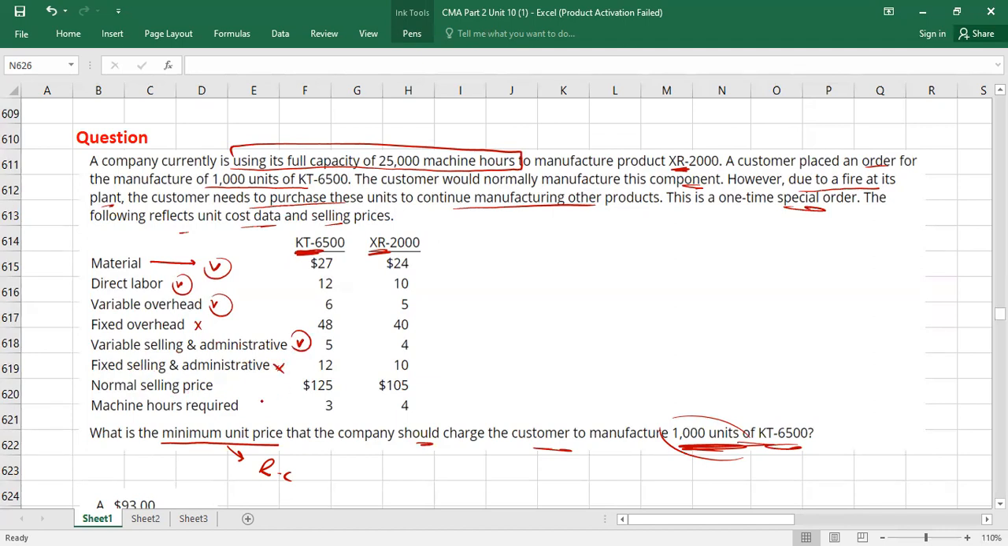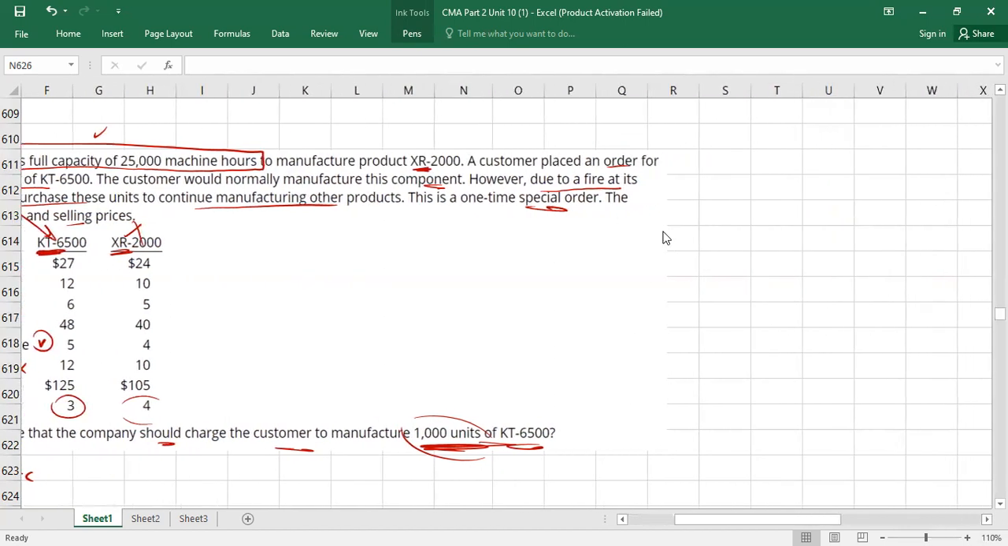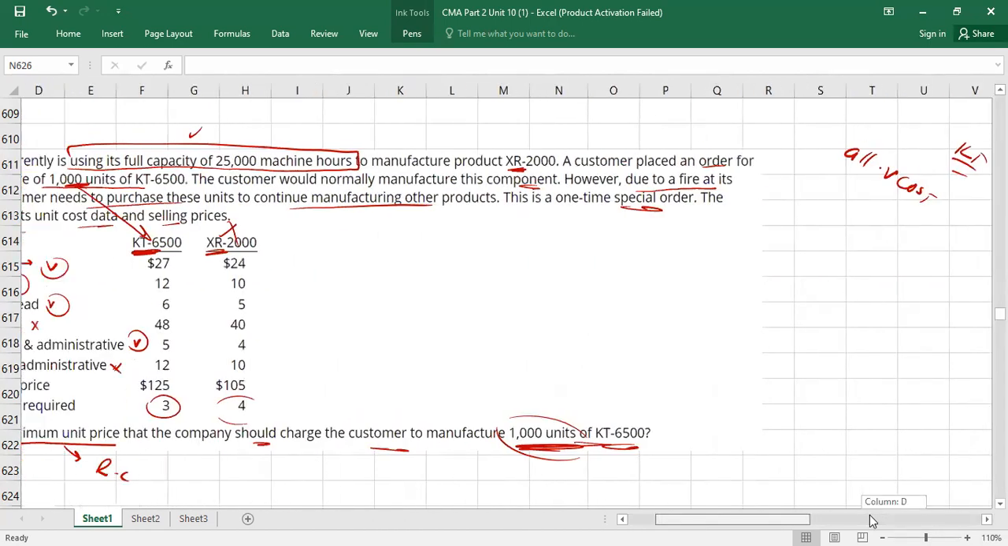This is the normal selling price given. Then he told you the machine hours required for each product, for KT and for XR. So guys, because you are operating at full capacity, it means if you want to take this order of 1,000 units of KT, you have to stop the production of XR. So to calculate relevant cost, first you have to take all variable cost of KT, because KT is the order. Variable cost of KT is how much?